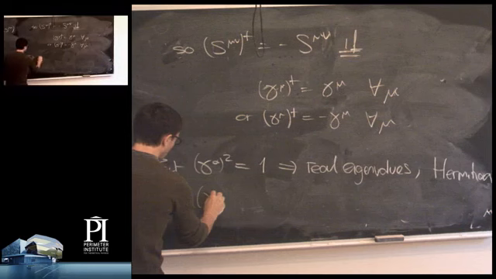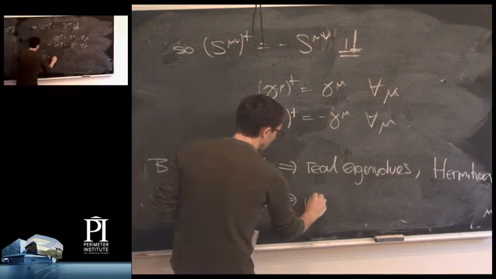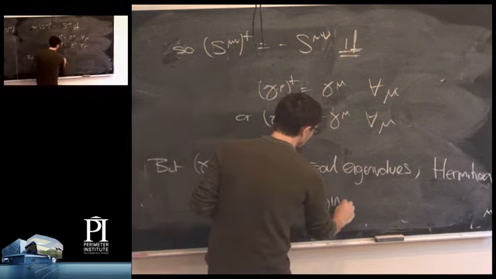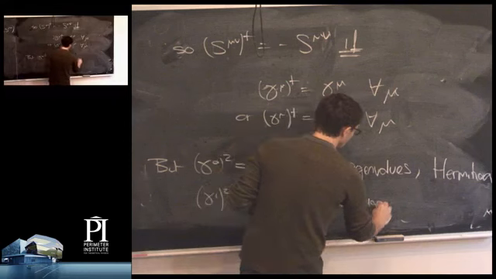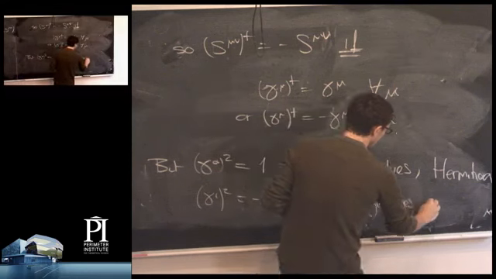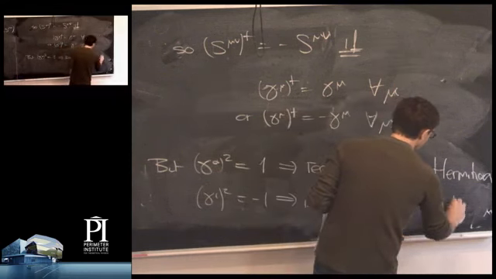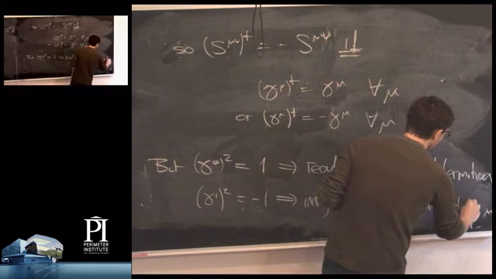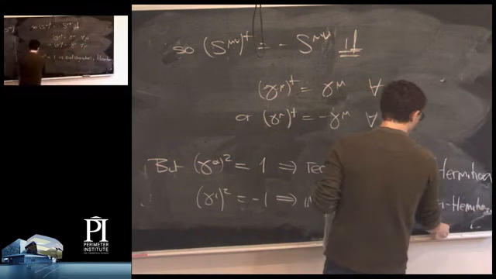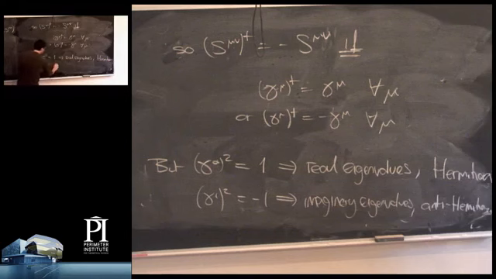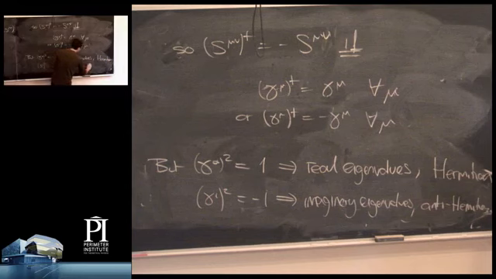And it's very easy. If you take gamma 0 squared, that gives you 1, which means that gamma 0 has real eigenvalues and can be Hermitian. But if you take any of the other guys and square it, you get -1, which means that they have imaginary eigenvalues. Which means that you can always make them anti-Hermitian, but never Hermitian.